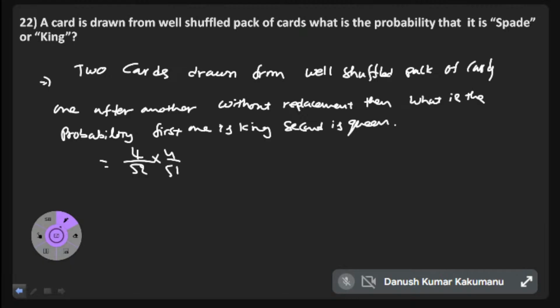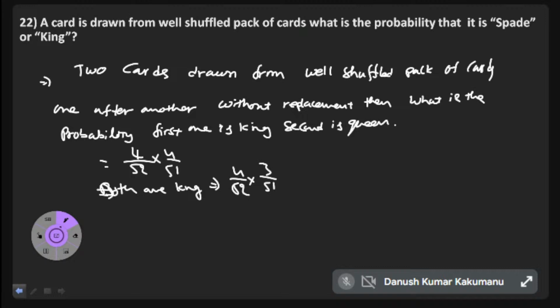One thing here: without replacement, both are king. What is your answer? First is king, second also king. 4 by 52 into 3 by 51. Yes or no? Without replacement, both are king.